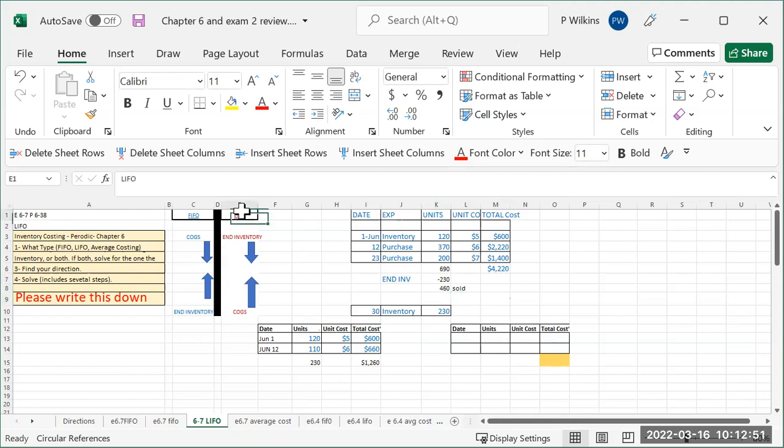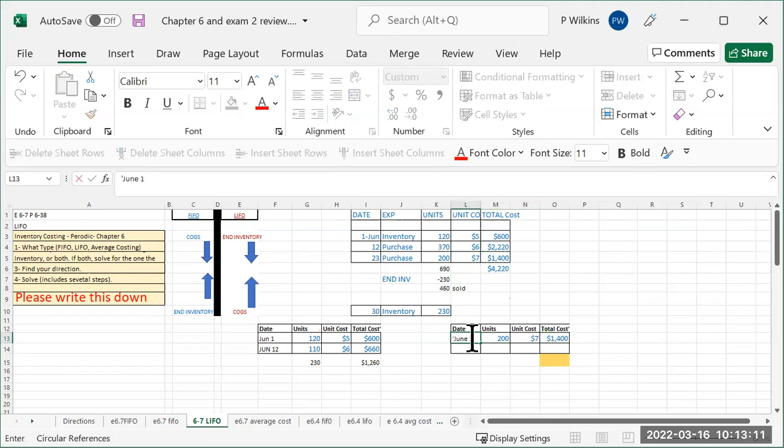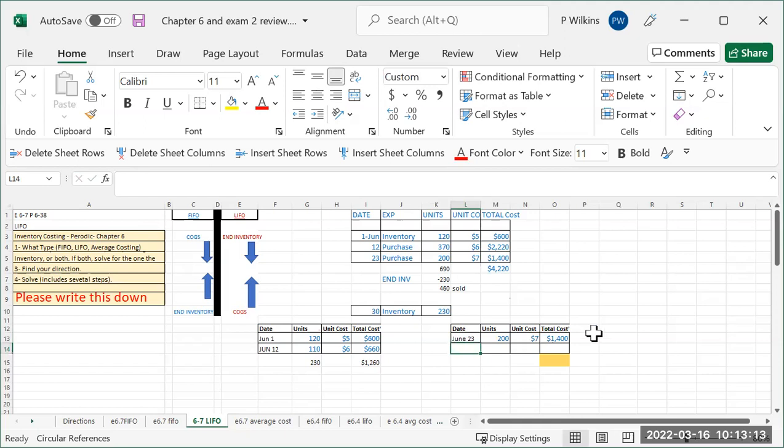So we are going to do LIFO. What's our direction? We're doing cost of goods sold, so bottom up until we get to 460. We've got 200 units at $7 each for a total of $1,400. We take all of those, and that's from the June 23rd date. Now, how much more do we need to get to 460?